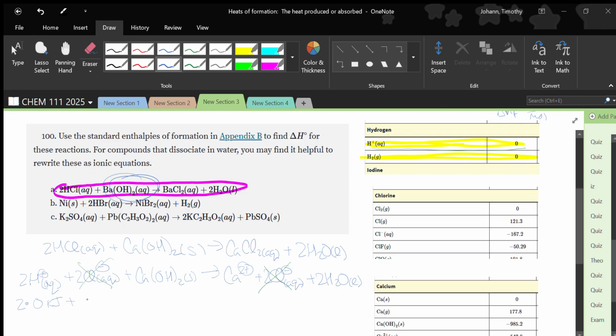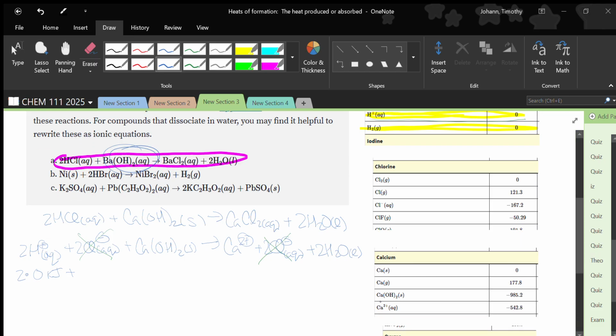Okay, plus, we don't have to do the chlorine because we cancel that out, or the chloride, I should say. But then we have calcium hydroxide. So does calcium hydroxide show up over here? Yes, it is. Here is calcium hydroxide right there. So that's going to be plus negative 985.2 kilojoules. That's there. Okay, those are our products.